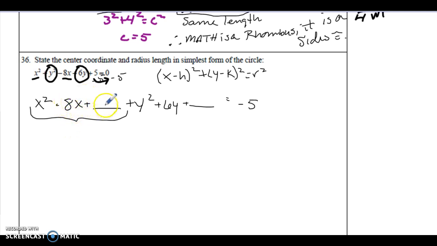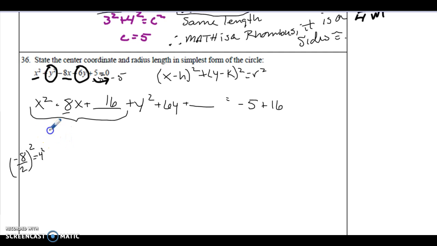To do that, I need to come up with a number to put in where this blank is, which would be a perfect square. So you take that negative 8, which is in front of the x term, you divide by 2 and square it. When you square a negative, it always becomes positive. So negative 8 divided by 2 is negative 4, and then I'm squaring negative 4, which is 16. So I add 16 to the left. If you add something to the left, you also have to add it to the right.